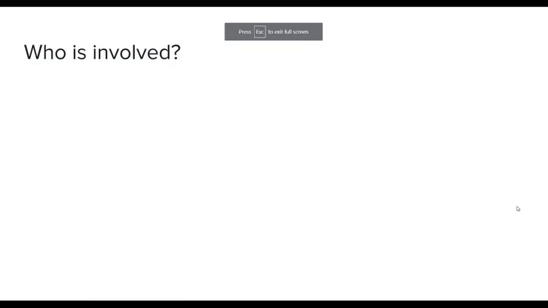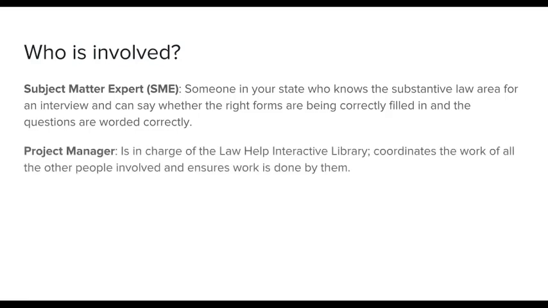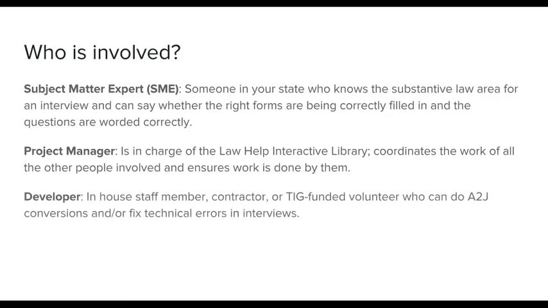So who all is involved in this process? A lot of people. And so we have our subject matter experts. You might have a team of two people who cover all of these roles, but these are the roles that are involved. You need subject matter experts, someone in your state who knows the substantive law for the interview and can say whether the right forms are being correctly filled in and the questions are worded correctly. Then you need a project manager, someone who is in charge of your library, who can coordinate the work of all the other people involved and make sure that the work gets done. Make those assignments, do those follow-ups, keep everything moving. The developer might be an in-house staff person, a contractor, or one of our TIG-funded volunteers who can do A2J conversions and or fix technical errors in interviews.